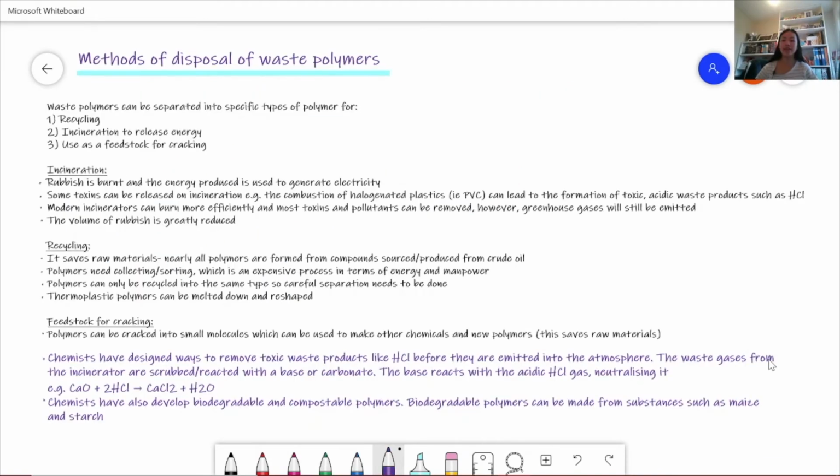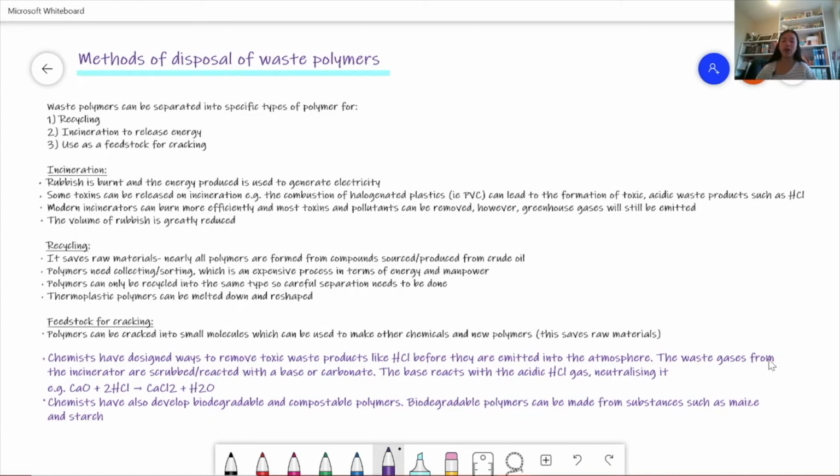Now we're going to look at the methods of disposal of waste polymers. So waste polymers can be separated into specific types of polymer for recycling, incineration to release energy, and use as a feedstock for cracking. So first looking at incineration, rubbish is burnt and the energy produced is used to generate electricity. Some toxins can be released on incineration.